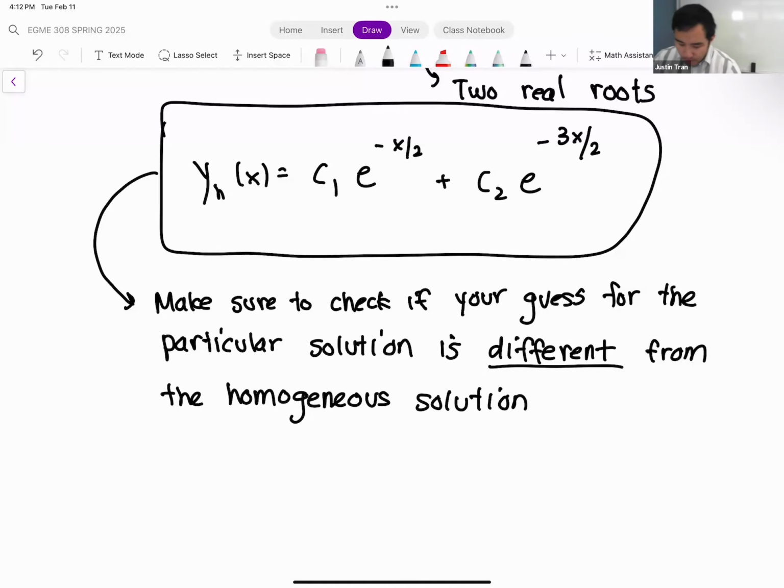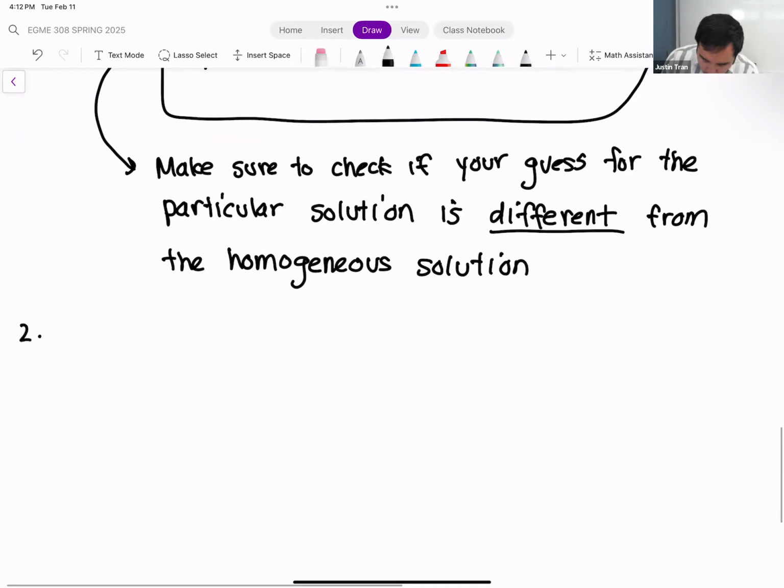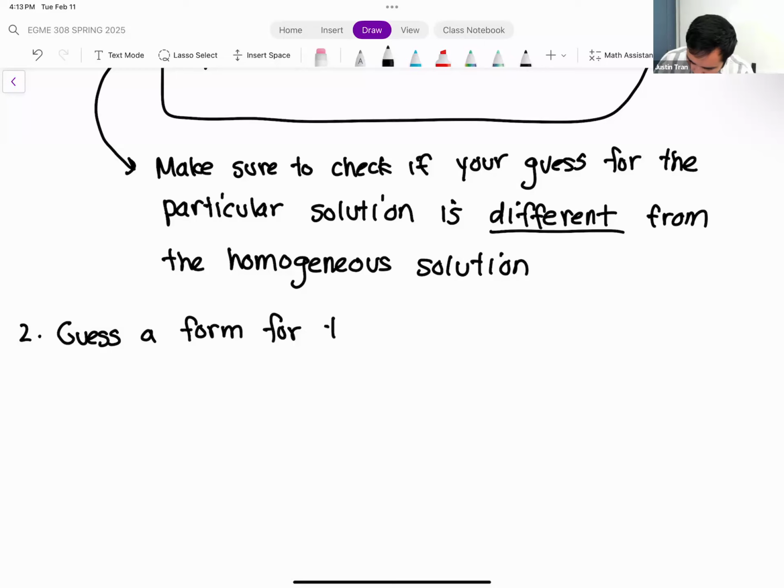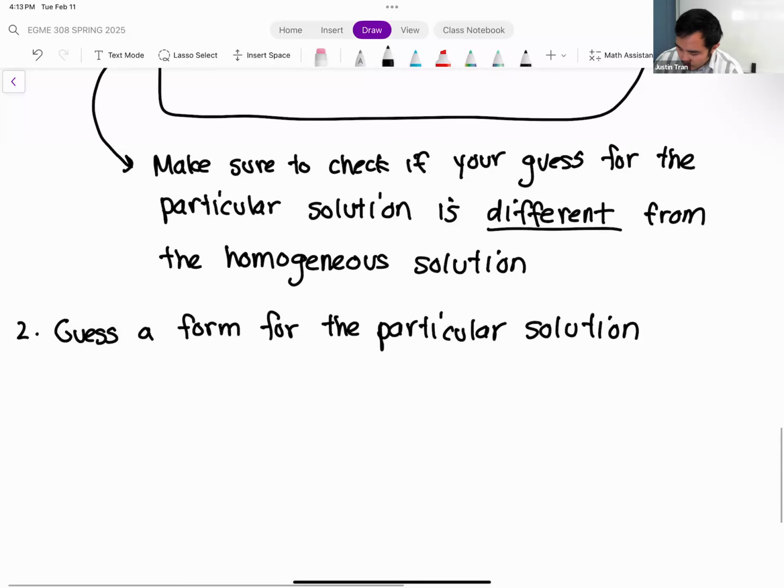Okay, so then after you solve for the homogeneous solution, step 2 is to guess a form of the particular solution, based on the form of the non-homogeneous term.